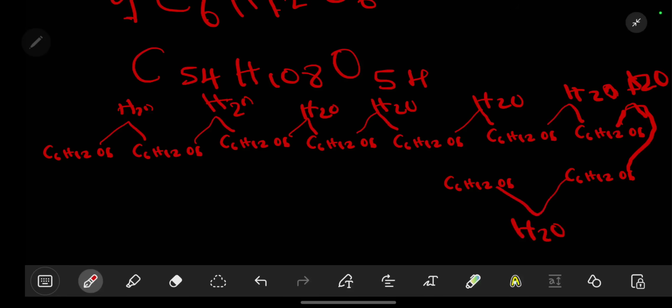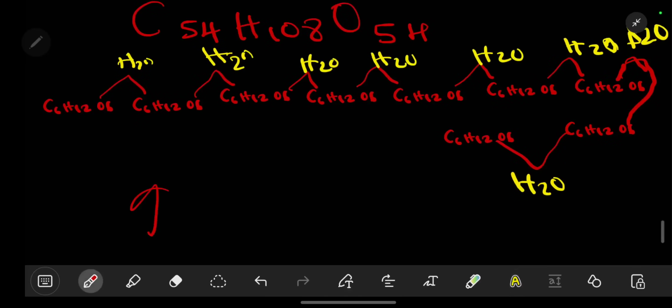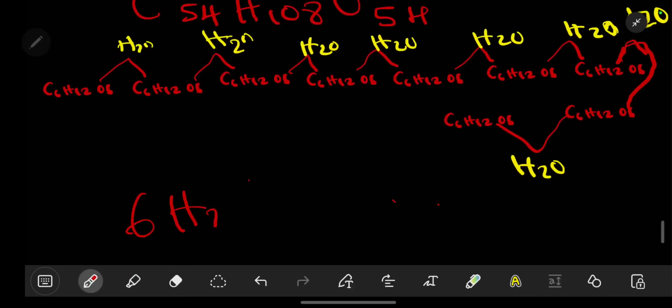Now count the amount of water lost. So we have 1, 2, 3, 4, 5, 6, 7, 8, like that. So if you have 9, you will lose 8 moles of water. If you have 7, you will lose 6 moles of water. So what we are going to do is get our 6 moles of water here and do this. So we get 6 moles of water lost, like that.